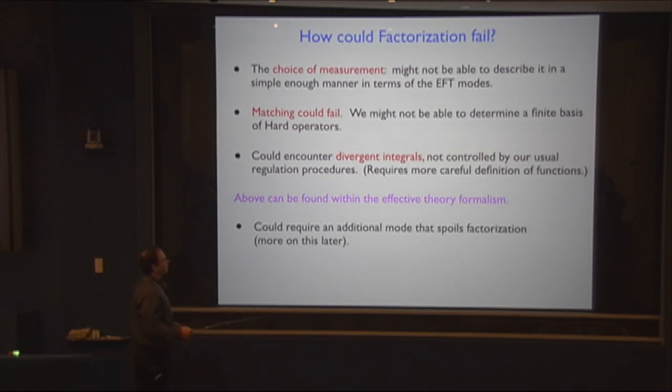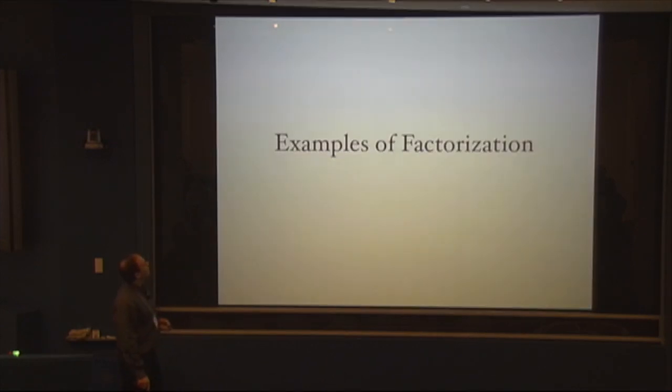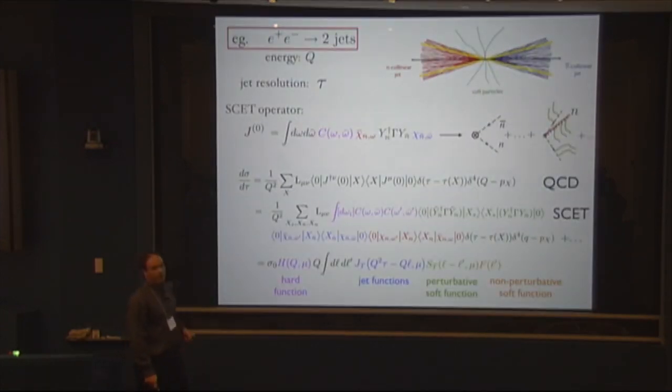One thing that's more dangerous from this effective field theory point of view is whether you've got all the degrees of freedom, the right degrees of freedom. You're basically relying on the past work in order to identify the right degrees of freedom. And I'll say more about that at the end of my talk. So let's go through a couple of examples of factorization.